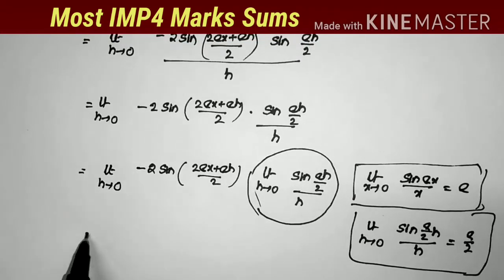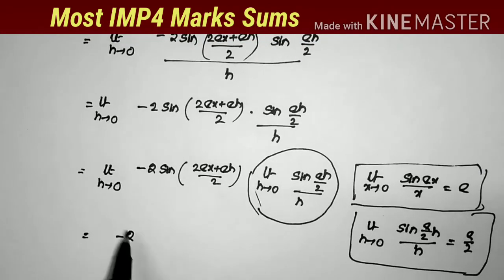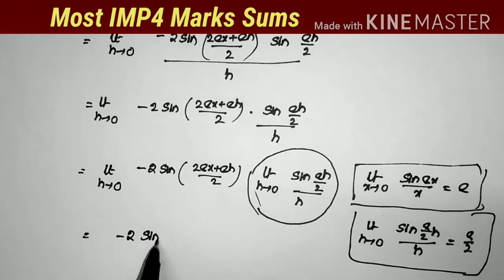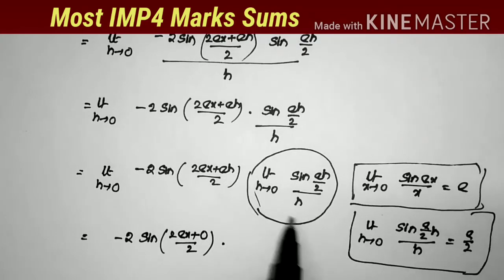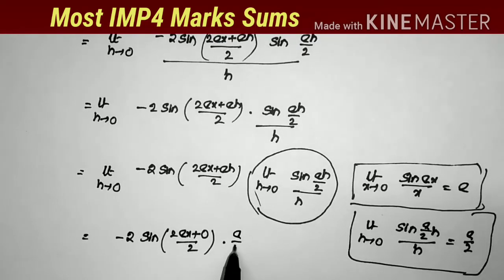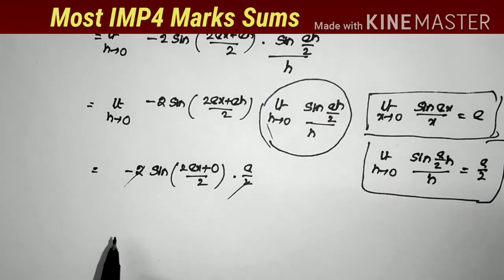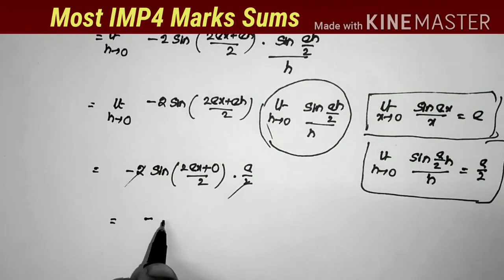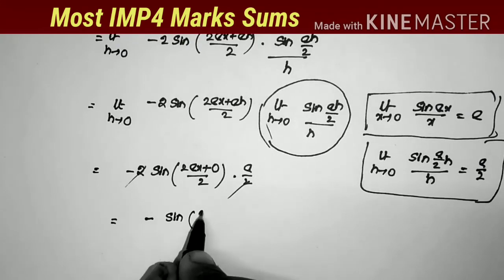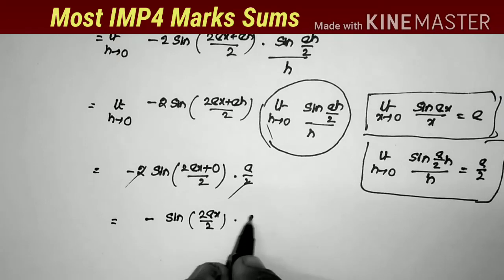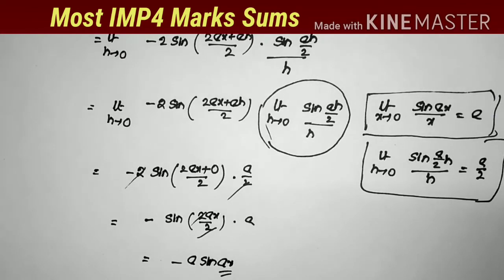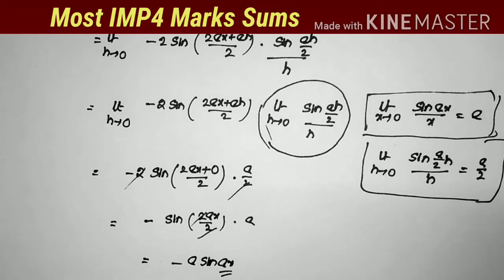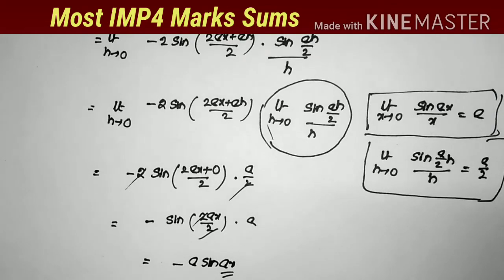So this is equal to minus 2 into, replacing h equal to 0 here, sin of (2ax plus 0) by 2, into the second part, whose answer is a by 2. Now here cut this number 2. So this is equal to minus sin of 2ax by 2 into a, that is minus a sin ax. So this is the derivative of the given function, that is f dash of x is equal to minus a sin ax. That's all. This is the answer.